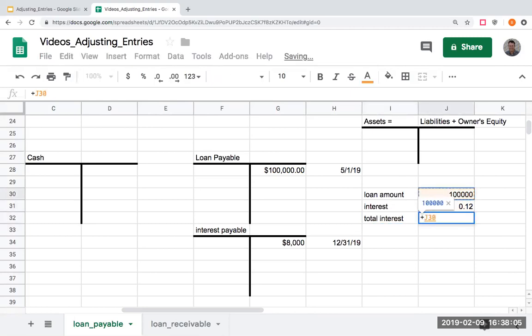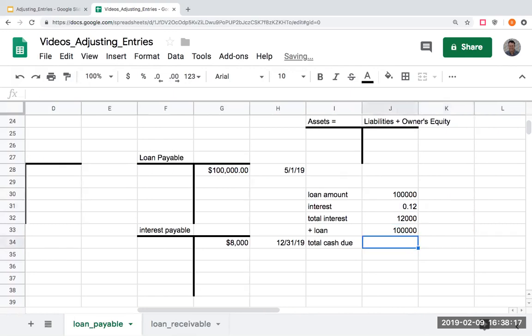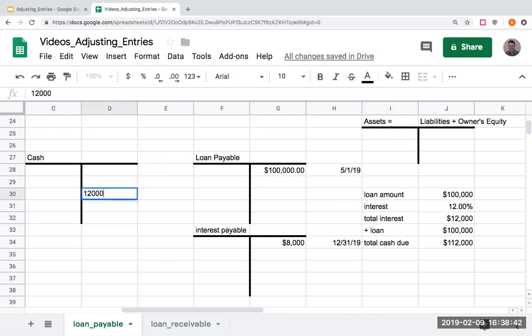So my total interest amount is going to be $12,000 plus the loan. So my total cash due is going to be $112,000. When I pay back the loan, what I have to pay back is essentially my interest, which is going to be $12,000, because I borrowed the money from May 1st through April 30th. And so I'm paying back to the lender essentially $12,000. It's going to be $112,000.